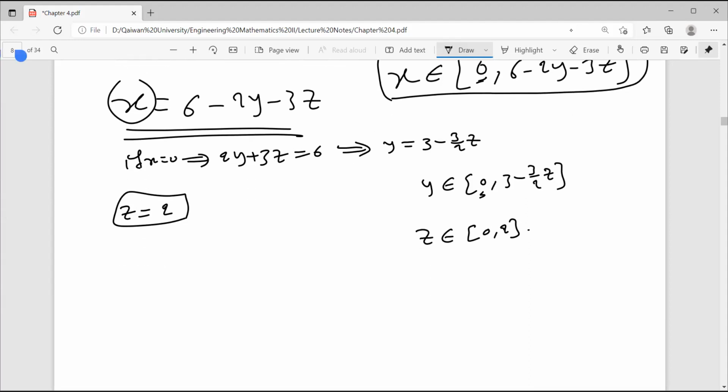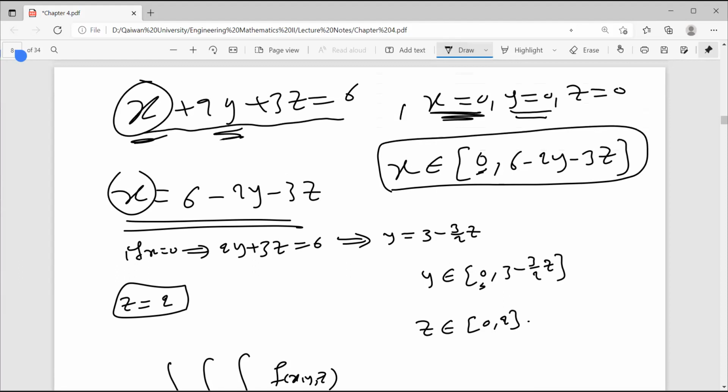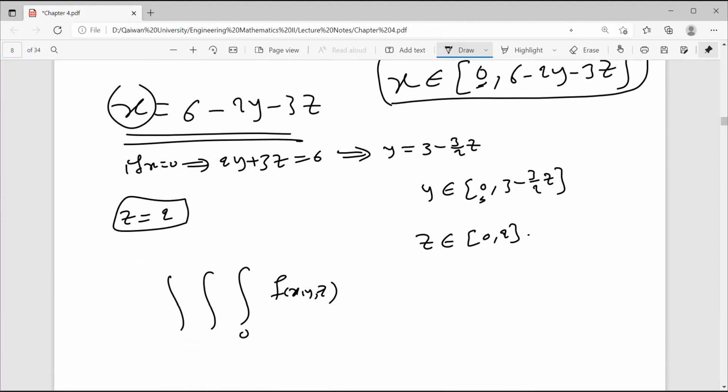Now we write down the triple integral of F of x, y, z. So which integration should be first? X, y, or z? X must be first because it includes 2 independent variables. So it's from 0 to 6 minus 2y minus 3z. This is the x. And the second is y, from 0 to 3 minus 3 over 2z.